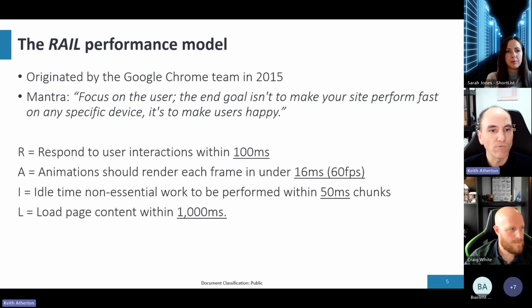R is for responding to user interactions, such as when they click a button. A is for animations, I for idle time, and L for loading the page content. The actual metrics that they measure for the RAIL performance model are the following, and that's after a lot of research and study to see what works well for users. It doesn't always have to be immediate, but within these kinds of timeframes. I'm not saying that we have to adhere to these on every project, but these have been proven to be really good metrics to follow.